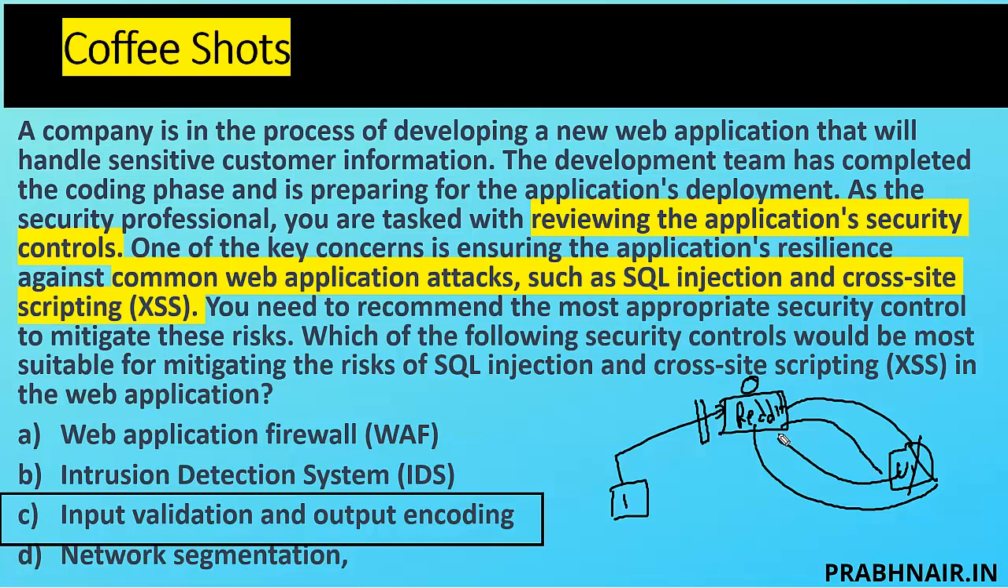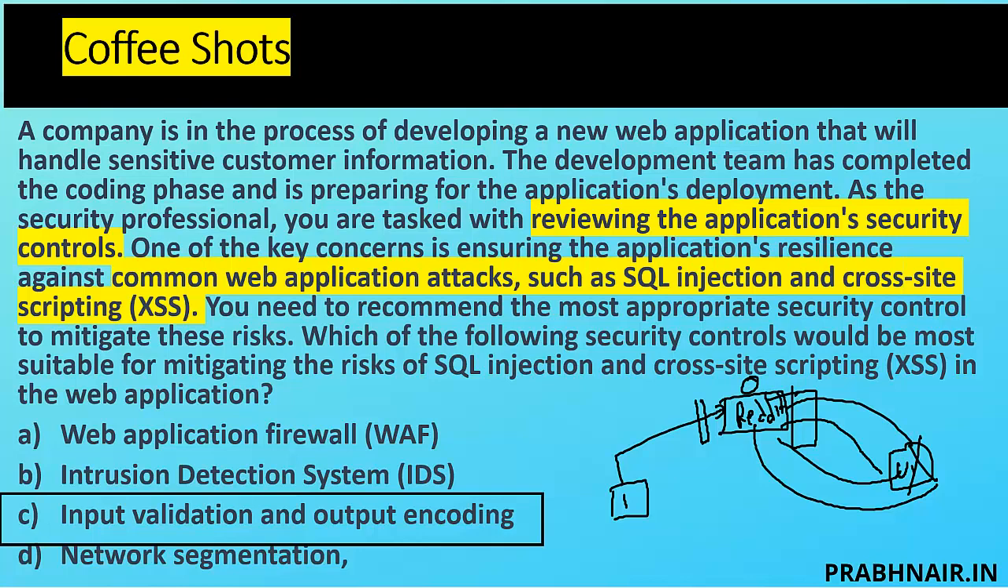If you have proper input validation on the Reddit forum input pages, you can prevent these attacks. A web application firewall is external to the web server, so it can only protect from external attacks. But if something happens on the input pages and all that, that can only be validated through input validation and output encoding. Okay, that's why the answer is C for Charlie. So let's move to the next question.